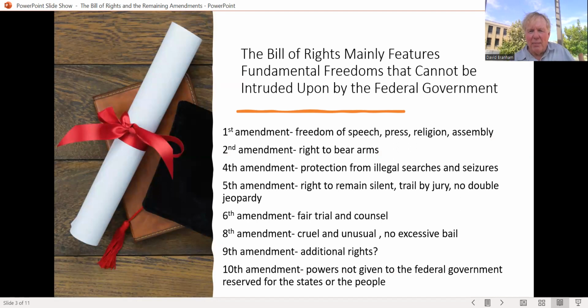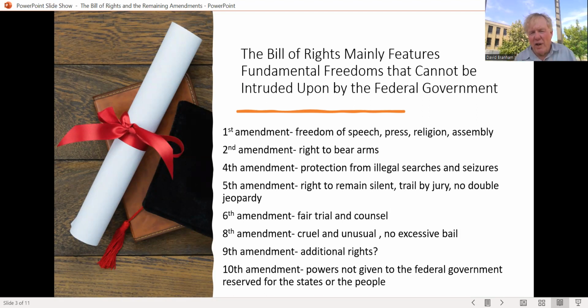So a list of it, the Bill of Rights mainly features fundamental freedoms that cannot be intruded upon by the federal government. Now, the First Amendment, most of us know, but you should know these for the test. There are some things left out of these. These are the things you should remember for the test: freedom of speech, freedom of the press, freedom of religion, and freedom of assembly. Those four in the First Amendment are very, very important. And they have been defined by the courts over time with a various set of cases to show what they really mean.